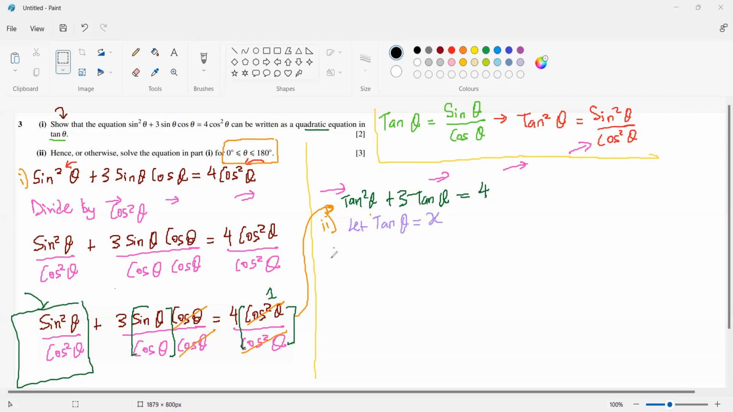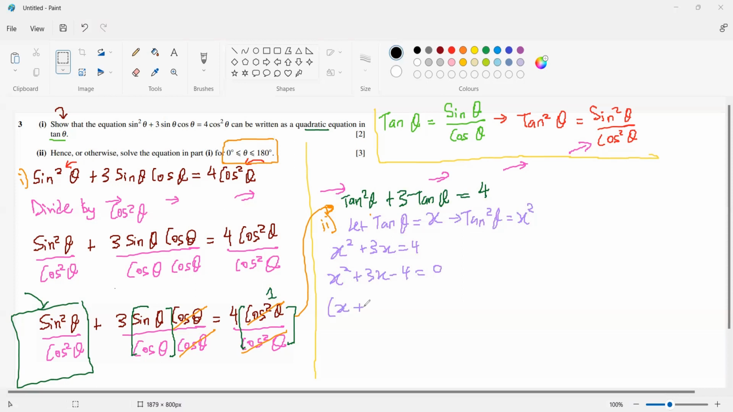So if we call it x, then the equation becomes x squared, because tangent squared theta is just the square of x, so x squared plus 3x equals 4. Bring it all to one side: x squared plus 3x minus 4 equals 0. I hope that you can factorize, it will be easier. In this case, it does, I think.